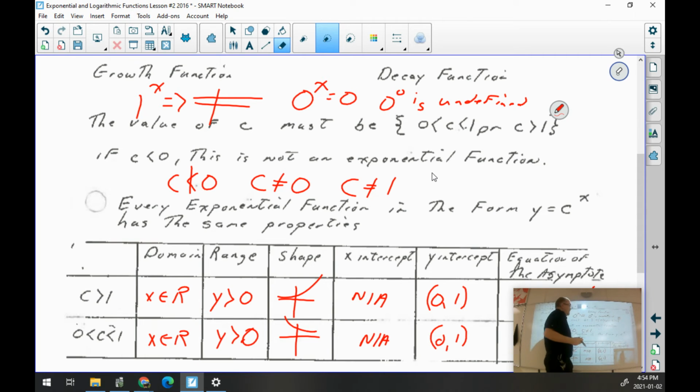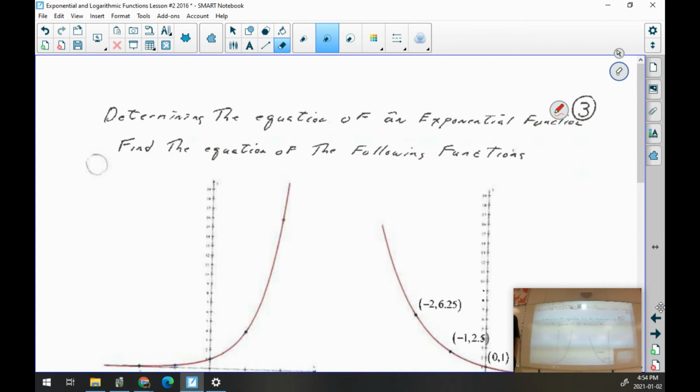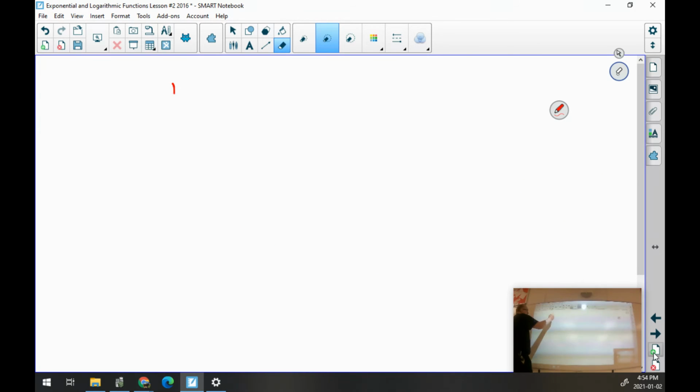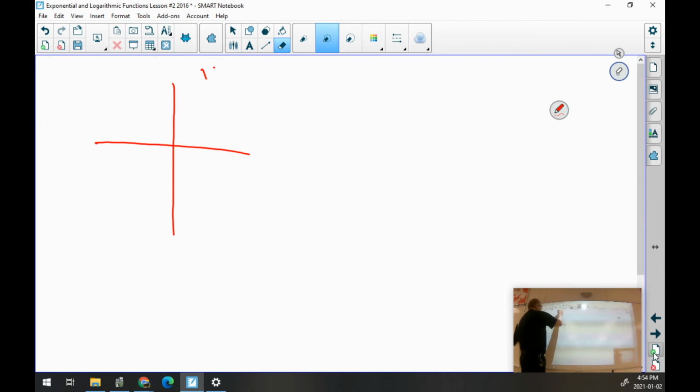Okay. Now, what about negatives? Why can't c be less than 0? So let's just think about what we have. If we have y is equal to negative 2 to the power of x, let's just do a table of values for this.